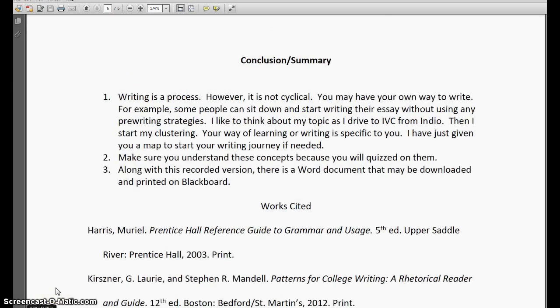In conclusion, or in summary, just remember writing is a process. We all write in different ways. However, if you're not familiar with writing, maybe having a process or a step-by-step map to follow will help you write better. Again, we all write differently. We all have our different ways or pre-strategies that we like. And make sure you understand these concepts. Number 2, make sure you understand the concepts because you will be quizzed on them.